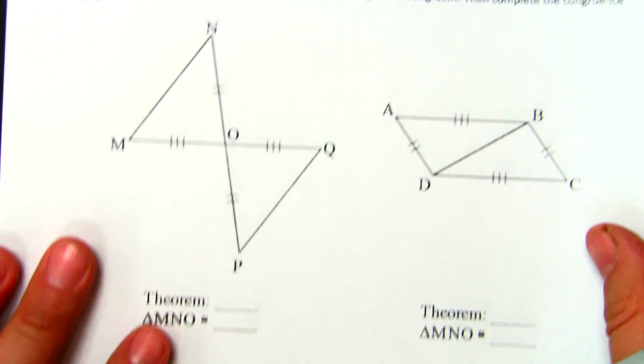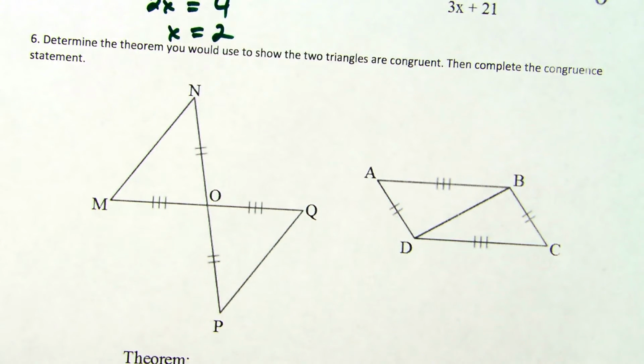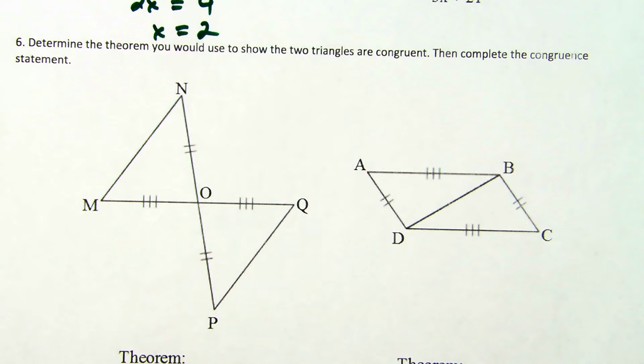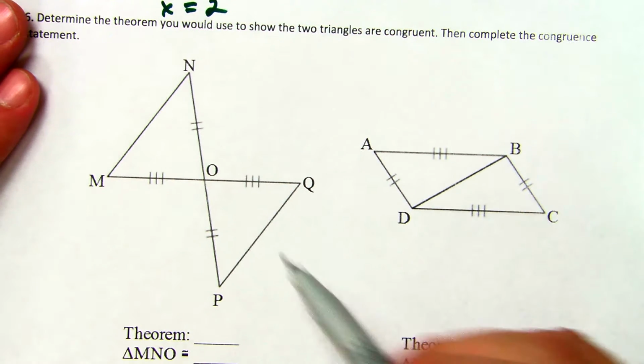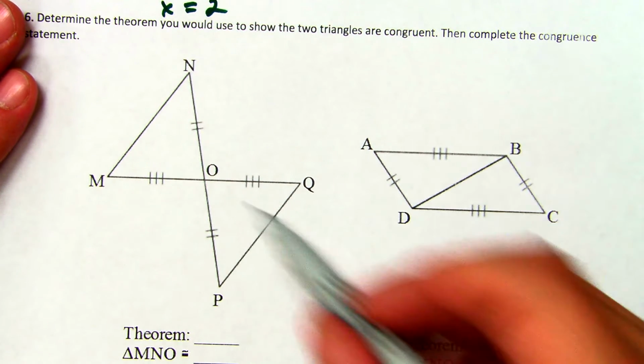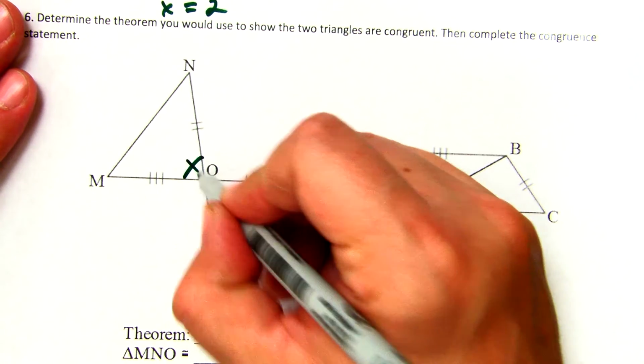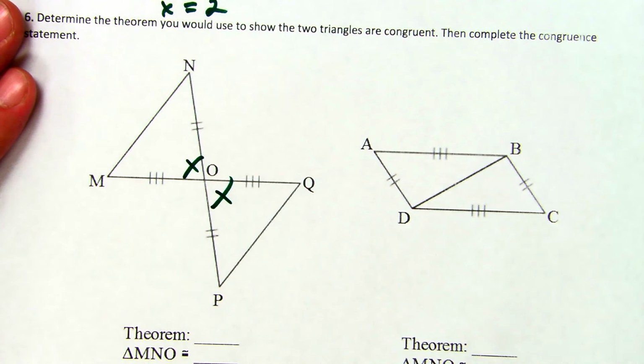Number 6. Determine which theorem you would use to show that two triangles are congruent, then complete this congruent statement. Okay, well, you look at this side. Anytime you see this sort of bow tie, two intersecting lines, mark those angles. Those vertical angles are congruent.